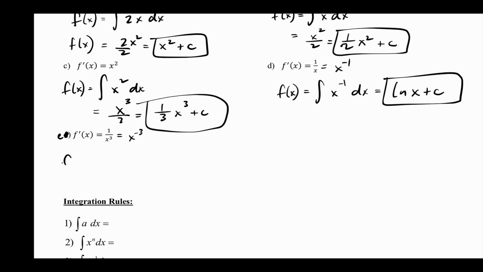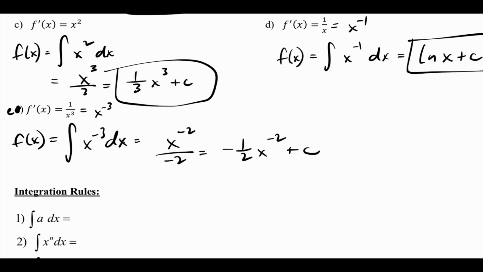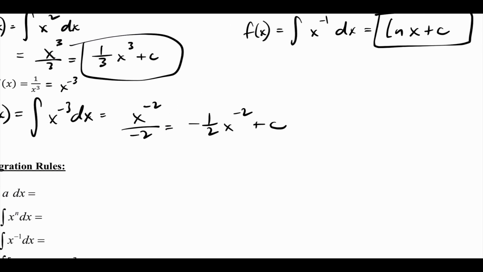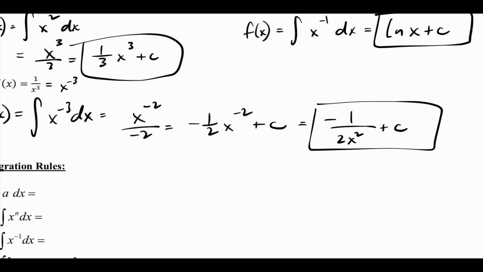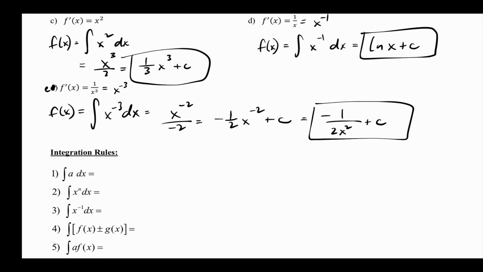And then the last one, this one's got a negative power too, but when I add 1 to the power, it's okay, right? Negative 2 divided by negative 2, so you get negative 1/2 x to the negative 2 plus c. You don't want to leave it with a negative exponent. So you say negative 1 over 2x squared plus c. Move the exponent back down.